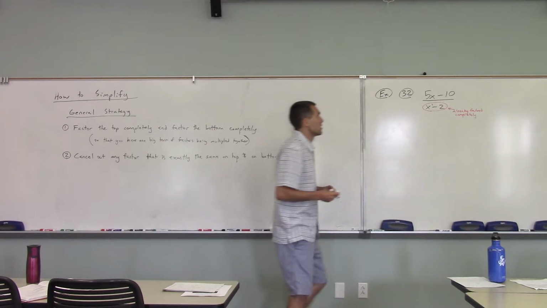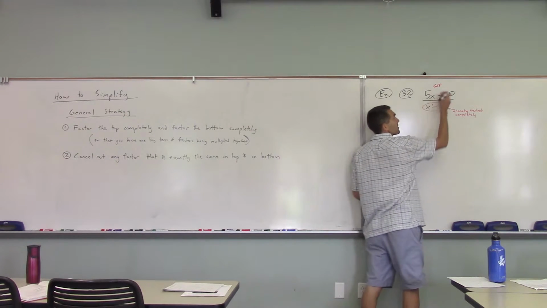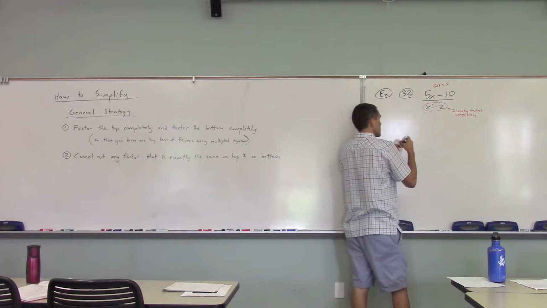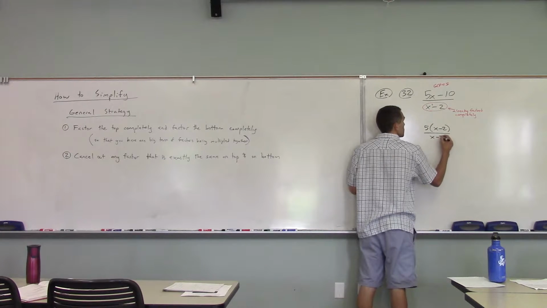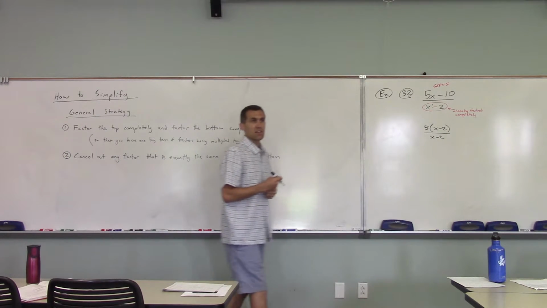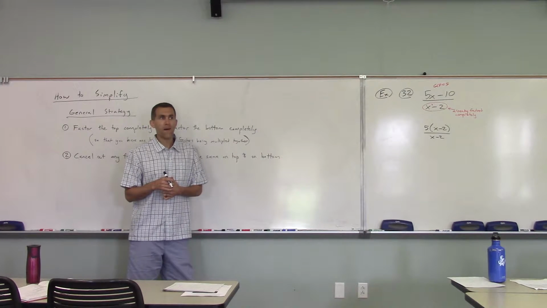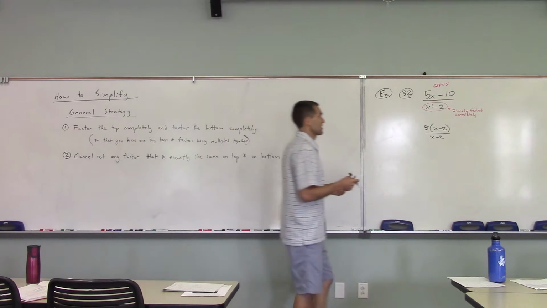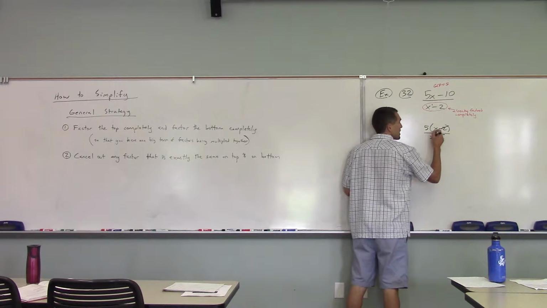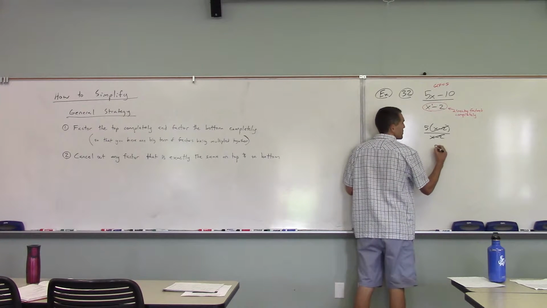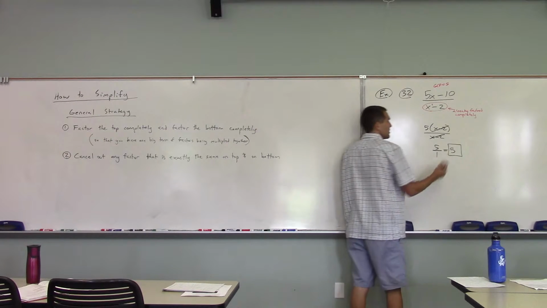What could we do at the top? GCF. Yeah, what's the GCF? 2. No, 5. You're left over with the 2. Yeah, so we got 5 times x minus 2 over x minus 2. And then we just select the x minus 2 on top with the x minus 2 on the bottom. Exactly, we have a whole x minus 2 with an entire x minus 2. And so this is equal to 5 over 1 or 5. Awesome.